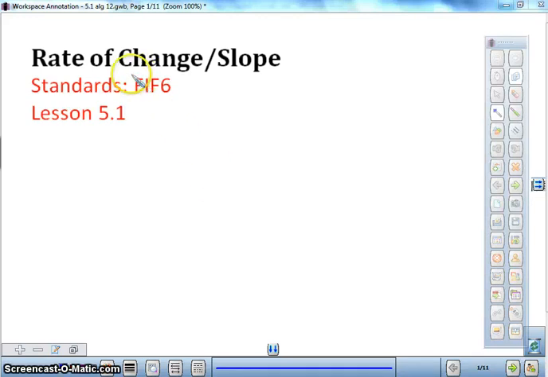We are looking at some rates of change. This is lesson 5.1 for algebra. The standard that we are looking at is FIFA 6, which is dealing with all of our functions.